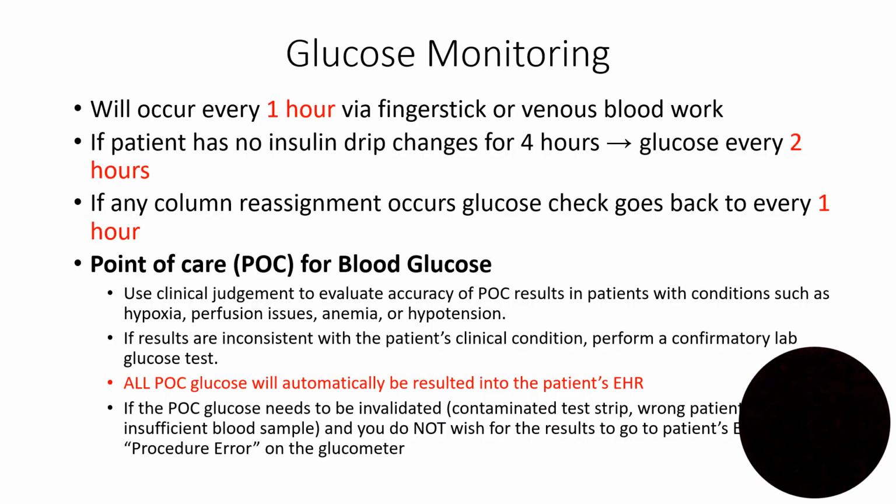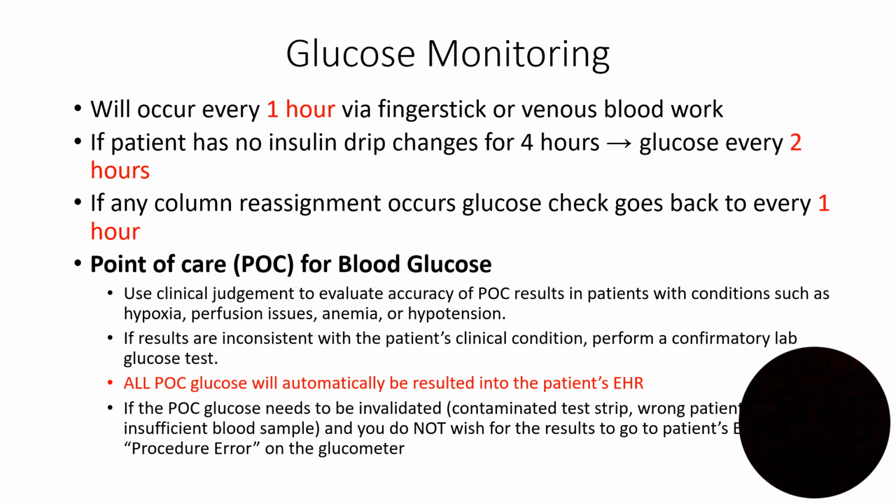Glucose monitoring will occur every hour via finger stick or venous blood work. If a patient has no insulin drip changes for 4 hours, glucose would be monitored every 2 hours. If any column reassignments occur, glucose check goes back to every 1 hour.